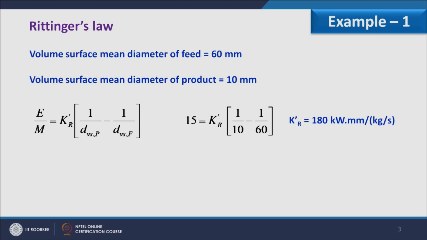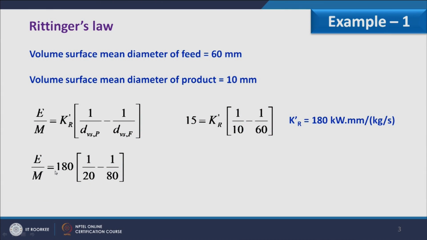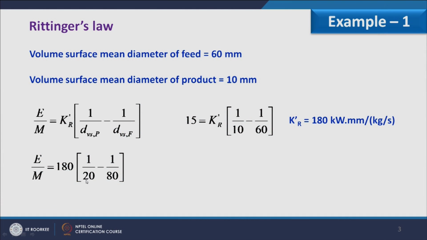So, this K r dash value we can use to calculate the power consumption using Rittinger's law when we have to crush the material from 80 mm size to 20 mm size, which is the second part of the problem. Here we can calculate E by m value, which is equal to 180, the value of K r dash. We can use K r dash as it is over here, because we are using the same material to be further crushed from 80 to 20. So, here we will again assume that volume surface mean diameter of feed is 80 mm and volume surface mean diameter of product is 20 mm.